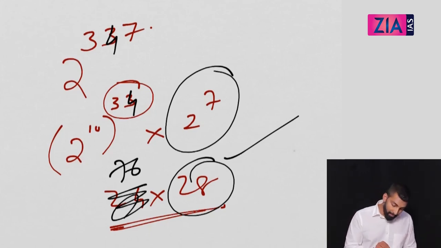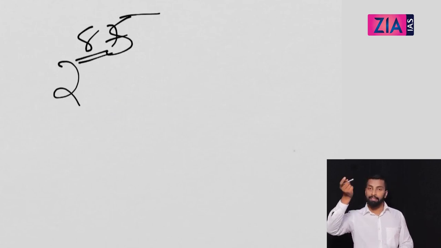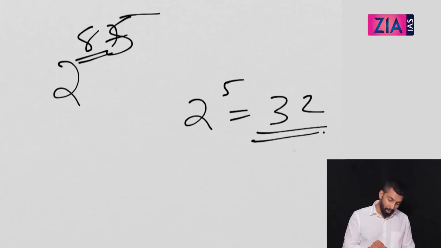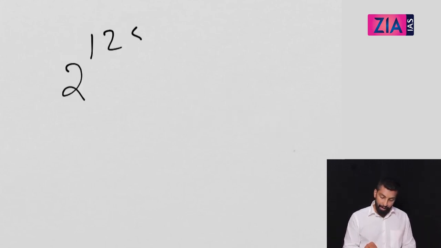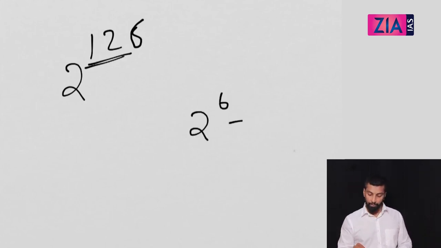So one more, 2 raised to 87 or 2 raised to 85, 80. 80 means 10 raised to 8, it's even, right? So what you need is 2 raised to 5, that's your answer, 32. One more, 2 raised to 125, 126. 120 means 10 raised to 12, that is even. So what we need is 2 raised to 6. What is that? 64. Last two digits will be 64.